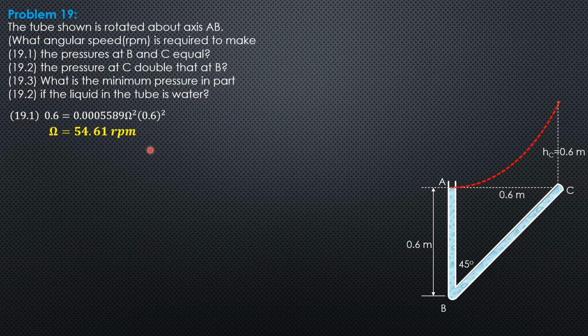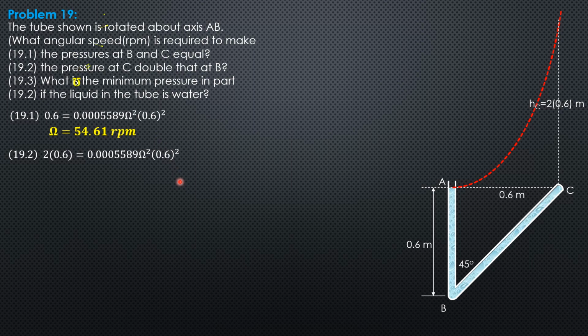Then for part 2, so that the pressure at C is double that at B, since the pressure head at B is always 0.6, the pressure head at C should be 2 times 0.6 or 1.2 this time. So this should be the imaginary parabolic surface of zero pressure. Substitute: 2 times 0.6 equals 0.000558 omega squared times 0.6 squared. So the angular speed will be 77.23 revolutions per minute.